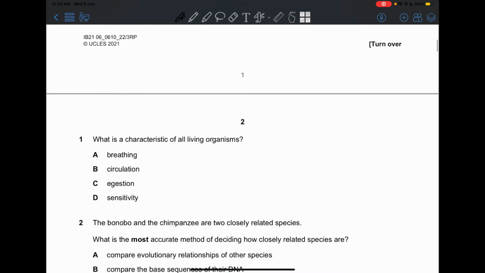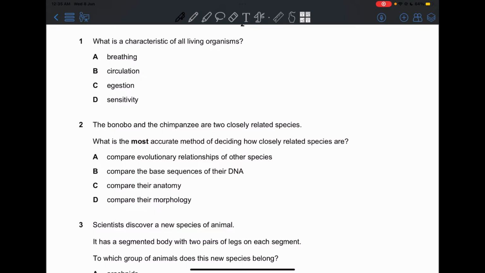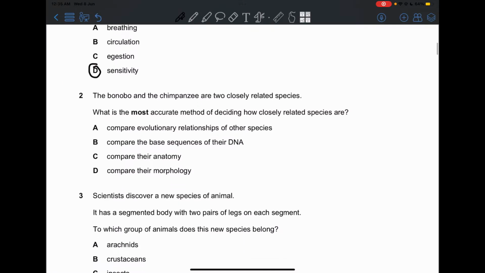Now let's start solving. Question number 1, what is a characteristic of all living organisms? So we know in these type of questions, we should be choosing part of the Mrs. Gren or the 7 characteristics of living organisms, which means that any characteristic that will show any organism is living. That is what's meant by the characteristic of living organism. So over here, sensitivity is part of the 7 characteristics.